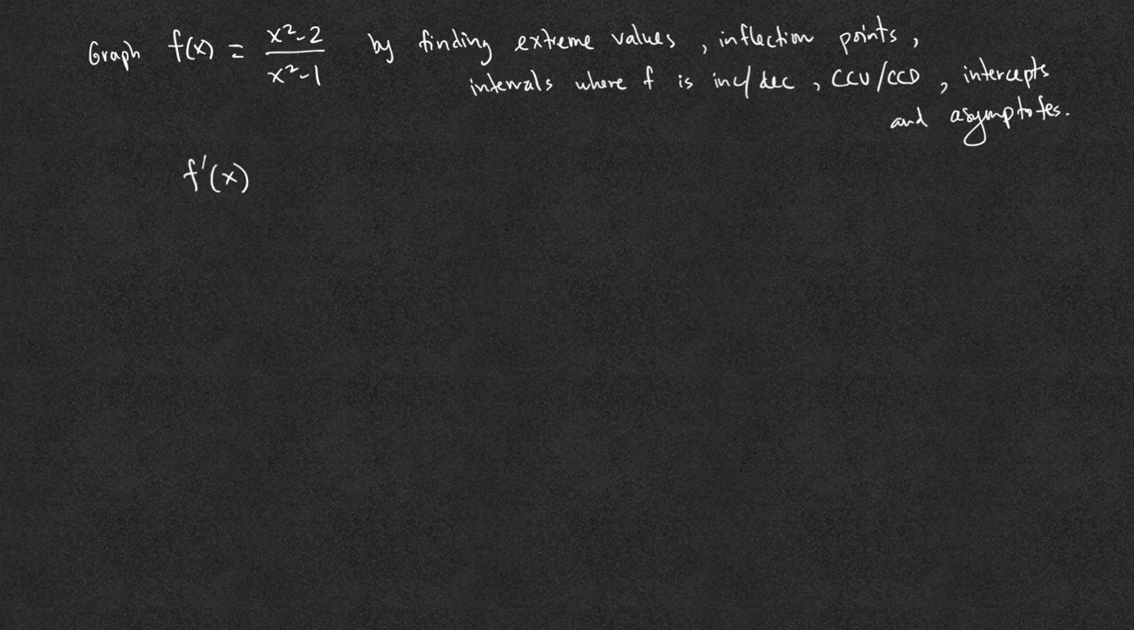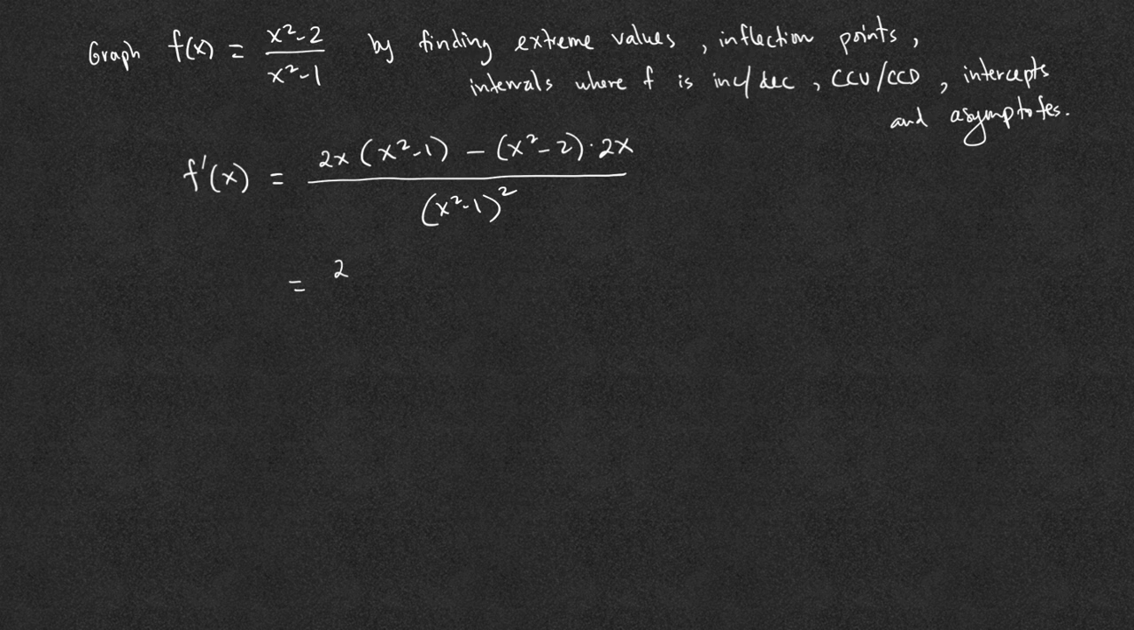And so we will differentiate f of x twice. For f prime of x, we use the quotient rule. First, square the denominator. Take the derivative of the numerator, which is 2x, times the denominator, x squared minus 1, minus, keep the numerator, x squared minus 2, times the derivative of the denominator, which is 2x.